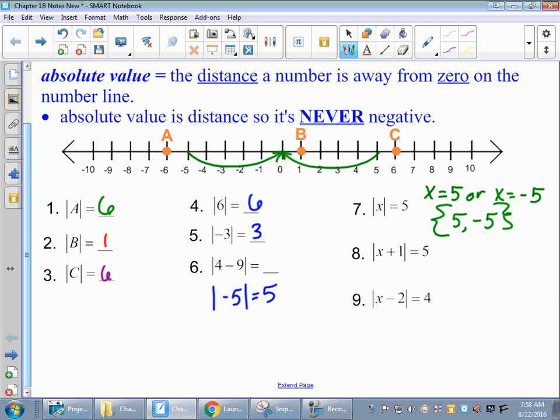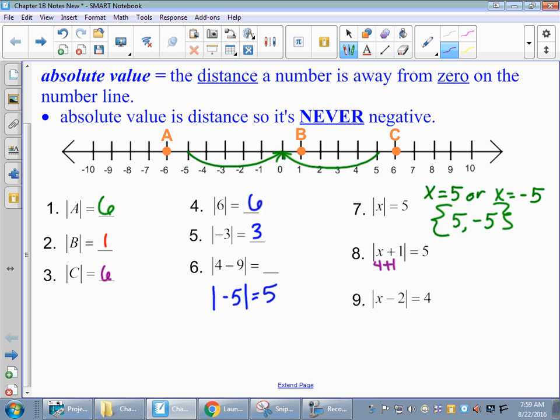7 was pretty easy, really no work involved, but it kind of leads us into 8 and 9 and more complicated problems. For number 8, I think you guys can all say that one of the solutions, just by guessing and checking and looking at it, is 4. Because if you put a 4 for the x and you add 1 to it, you get 5.